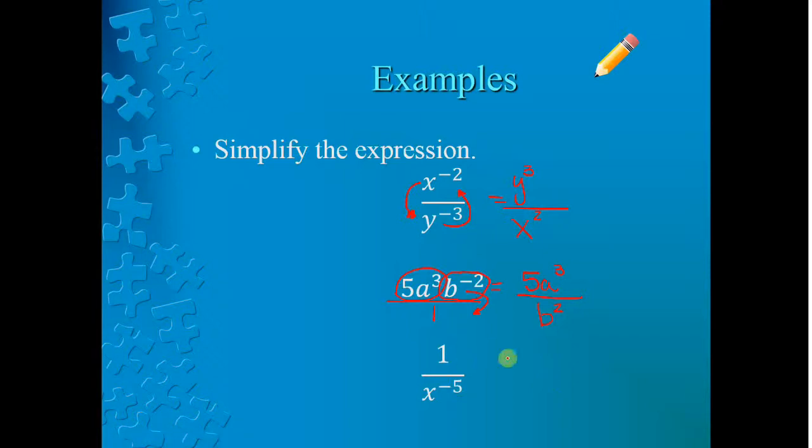Now, what if there's a negative exponent on the top or on the bottom already? Well, it is going to move to the top. So I'm going to have 1 times x to the 5th, which is x to the 5th. Pretty simple, right?